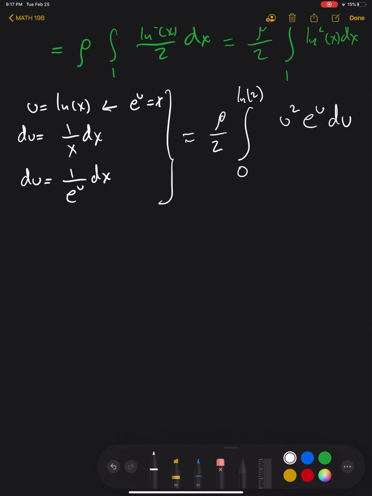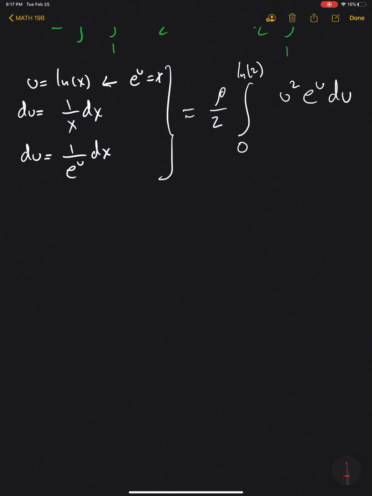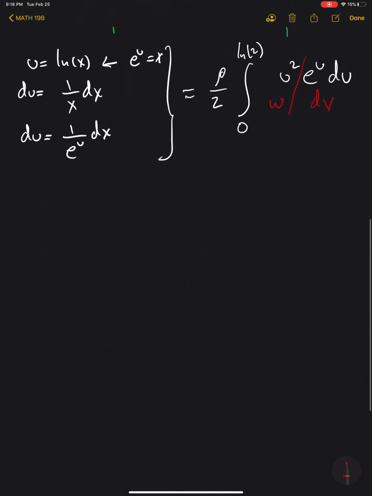That means that now we have to use integration by parts twice, so that is exactly what we're going to do. I'm going to take the u part, which I'm going to call w to make it less confusing, to be this part, and then dv is going to be the rest. In other words, w equals u squared, then dv equals e to the u du, which brings us to dw being 2u du, and v being e to the u.